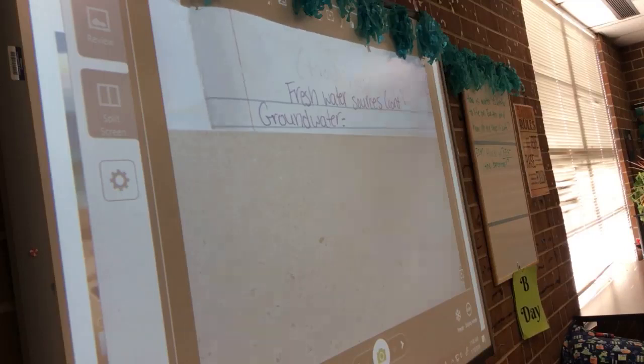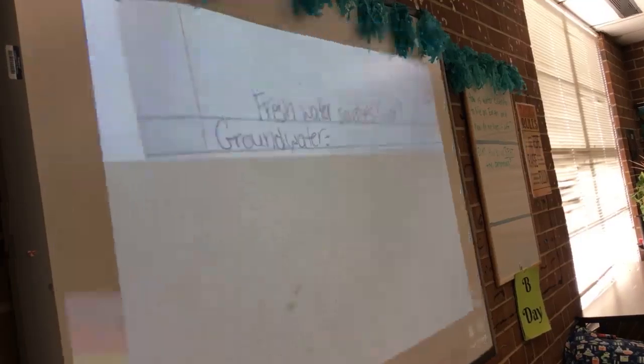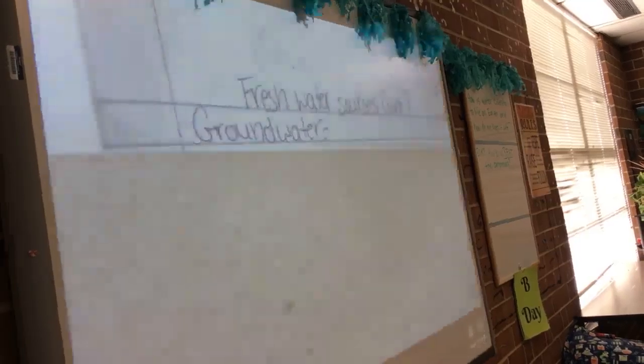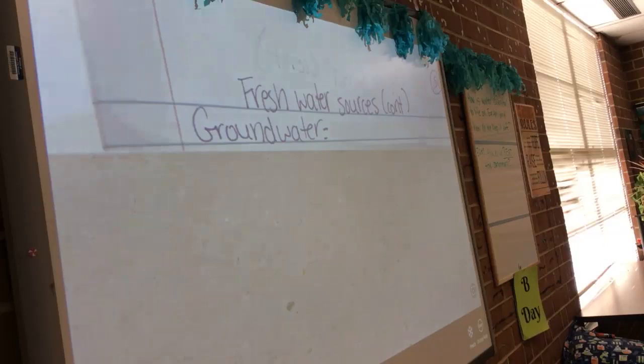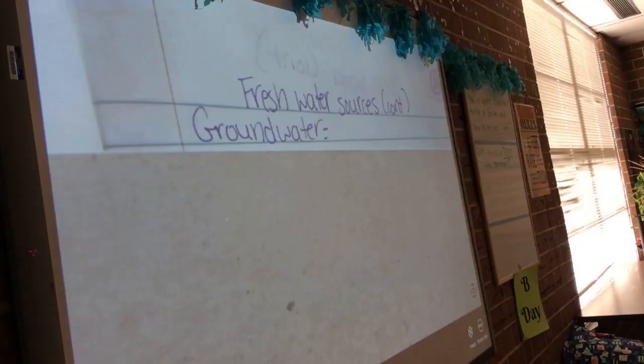So groundwater, I titled this Fresh Water Sources Continued, because we started this on the previous page when we talked about rivers. And I will tell you, hydrosphere genuinely takes pretty much the whole quarter. Most of our third quarter is going to be water. A big chunk of it is oceans. But we need to get through fresh water first.